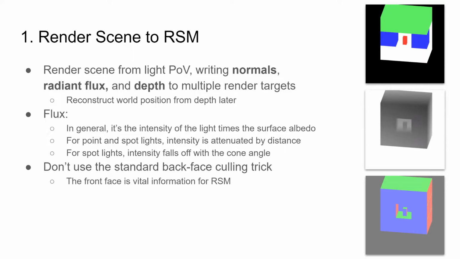Yes, because we need to know the albedo or the radiant flux, and also we need to know geometric info such as the normals and the position of the surface, because we're going to be using that in the indirect lighting computation, which I actually discuss in the next slide.